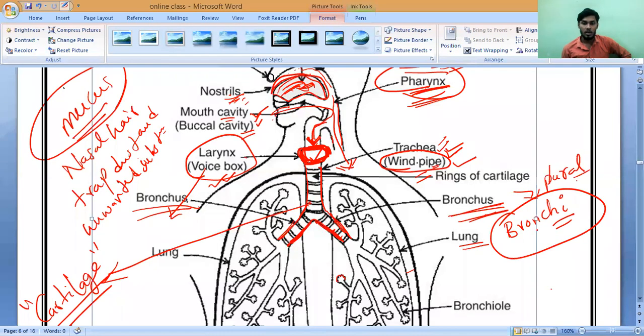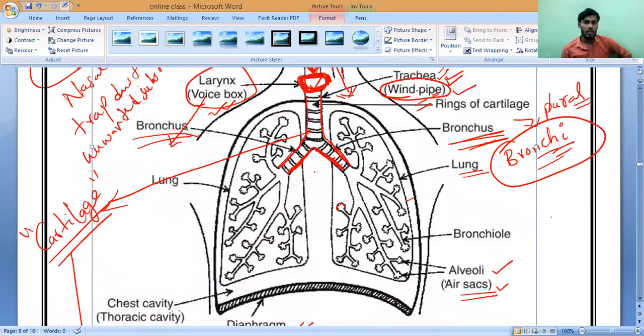Plural form of bronchus is bronchi. Can all of you remember it? So now, where does the air reach? The air reaches the lungs. Lungs. Now all of you should say it. Lungs. From where does it come?